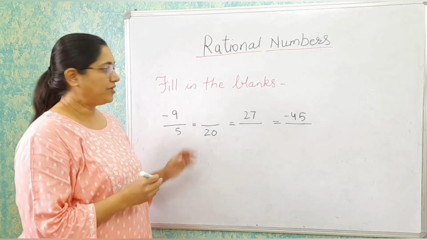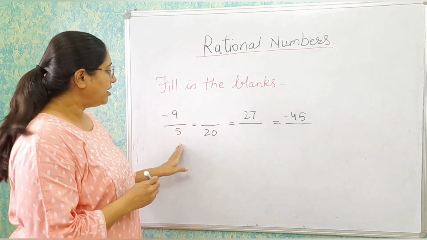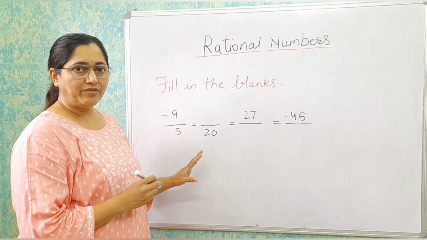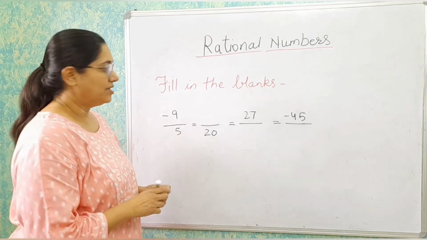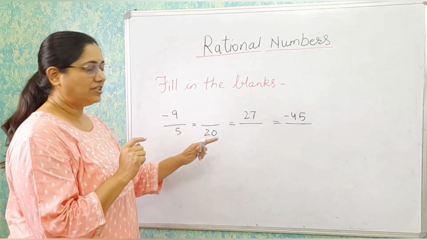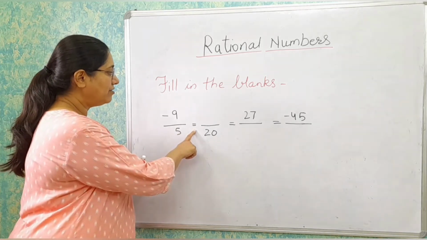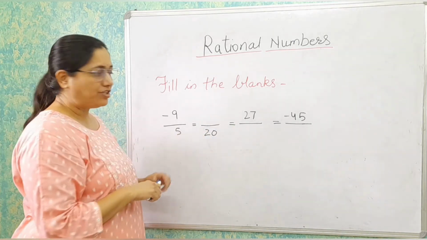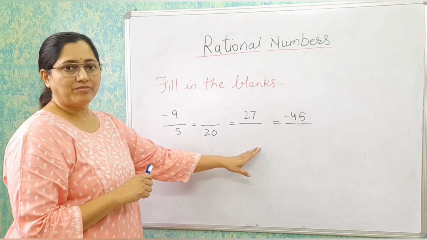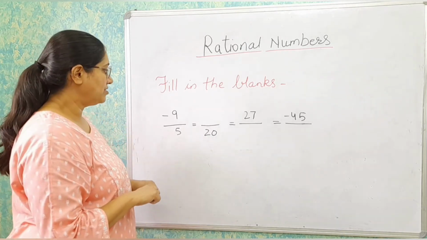Let's move to our next part, filling the blanks. There are few rational numbers and we have to find out the missing numbers. One thing is very important in all these numbers, that there is an equal sign in between. So it shows that all these rational numbers are equivalent rational numbers.